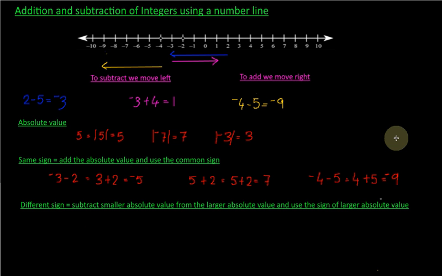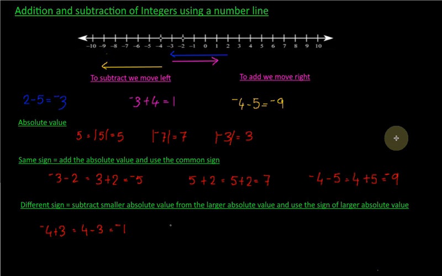Now if it is a different sign, then what we have to do is subtract the smaller absolute value from the larger absolute value and use the sign of the larger absolute value. So let's check this. Minus 4 plus 3. We have to subtract the smaller one from the bigger one, so 4 minus 3 is equal to 1, and the larger one is 4, which is negative, so our answer is negative 1.